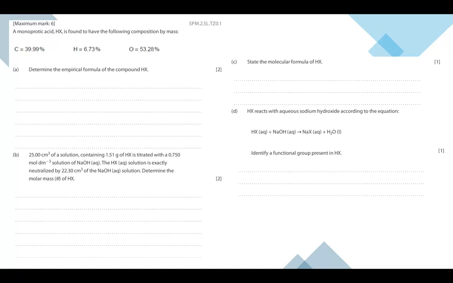State the molecular formula of HX, which will be different to the empirical formula. HX reacts with aqueous sodium hydroxide according to the equation HX plus NaOH gives you NaX plus H2O. Identify the functional group present in HX. What a fun question. Okay, so let's have a look. We'll do it part by part and work it out.